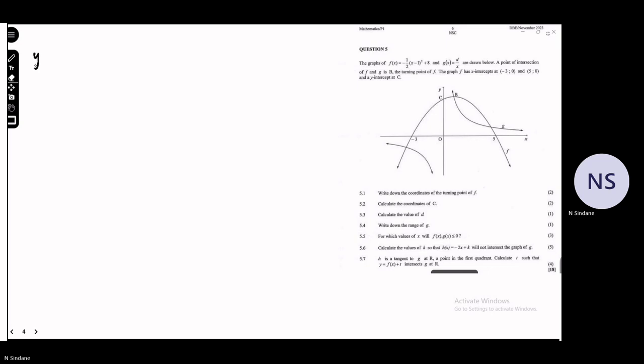Remember what we said. If you are given an equation like this, y is equal to a into (x minus p) squared plus q, P and Q represent your turning point. TP, turning point, is (p, q). So in this case, what is my p? I can say x minus 1 is equal to 0, and x is equal to 1. That is my p. And then my q, I can see that this is 8.